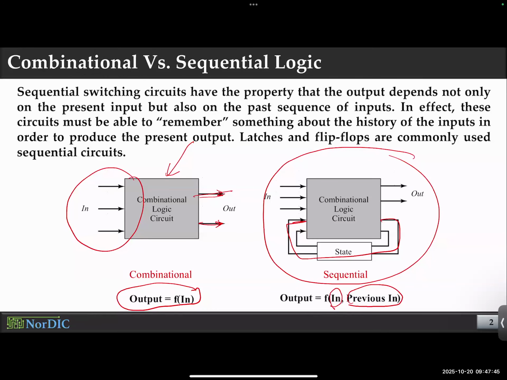As the name says, there is a sequence involved. Okay, you have to maintain a certain sequence to change the output in a certain way. So you have to be mindful of the sequence that you use. So it's more complicated, obviously.